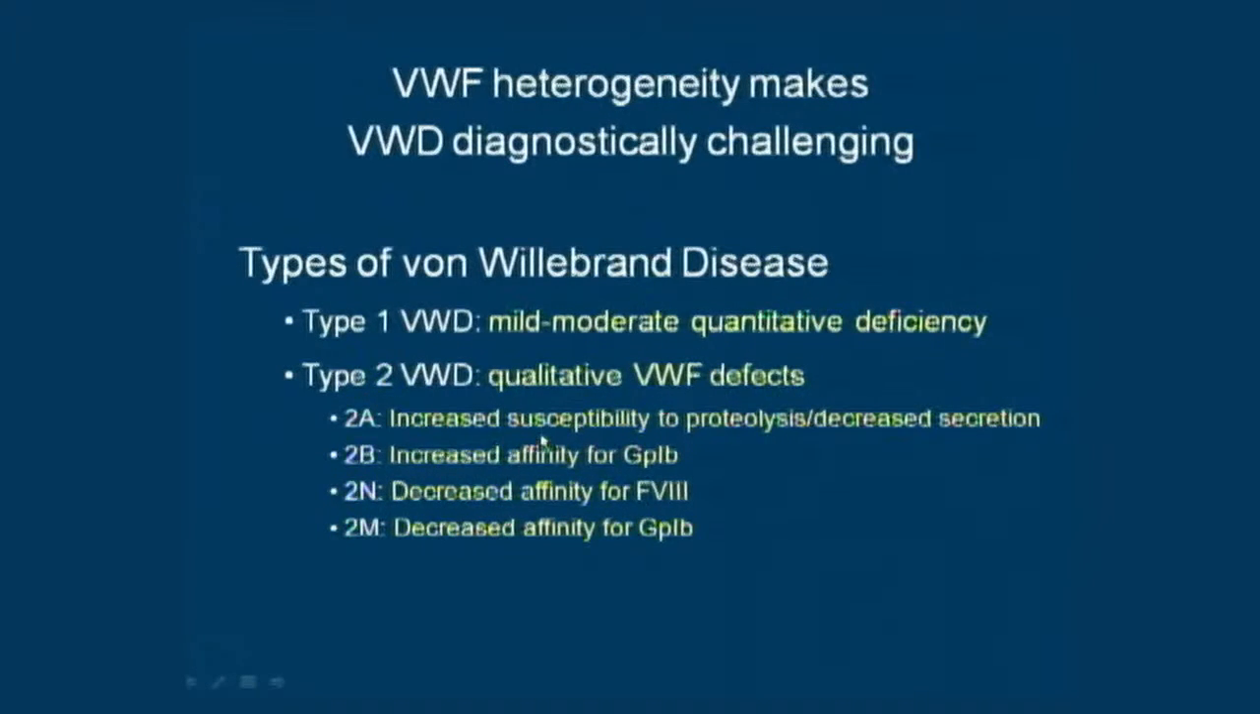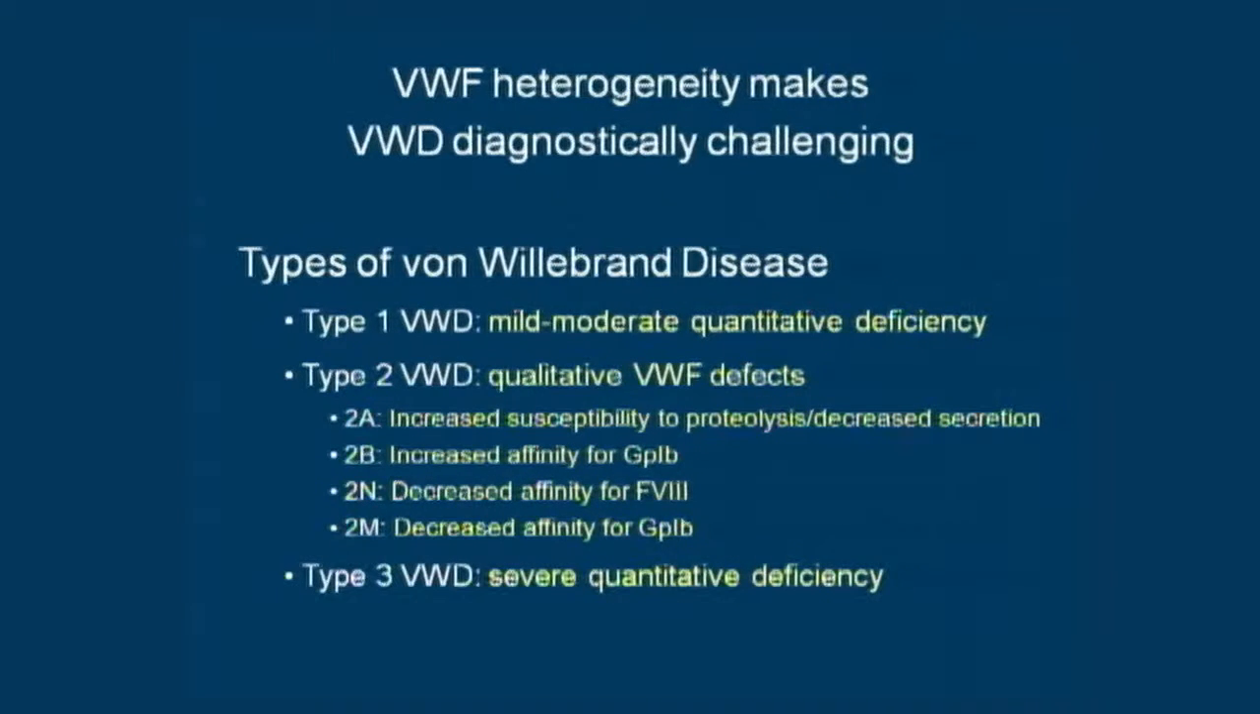And then 2A is a combination of multiple types that include problems secreting von Willebrand factor and also increased susceptibility to proteolysis. And a common theme in type 2A is that they are missing intermediate and high molecular weight multimers. But type 2, these are qualitative defects where the von Willebrand factor antigen level could be normal, and you find some other defect related to VWF.